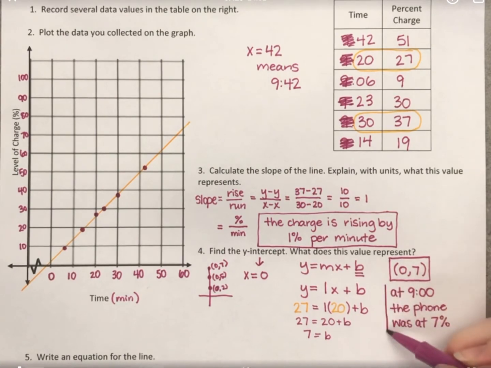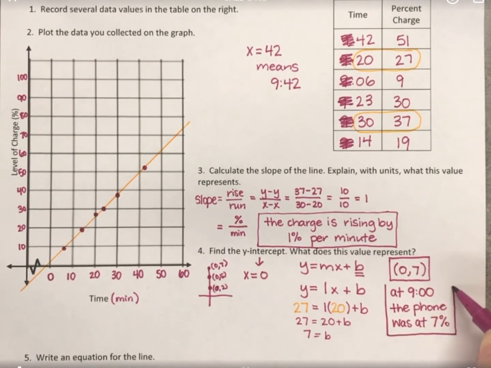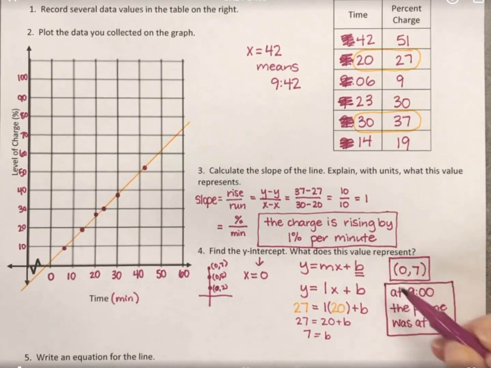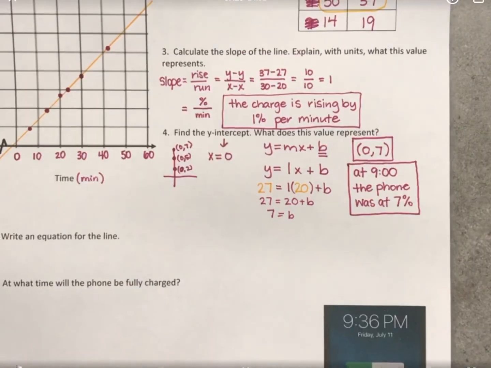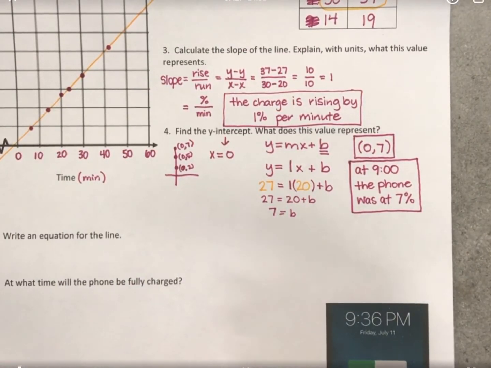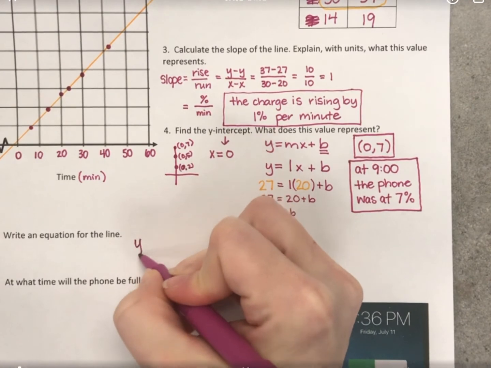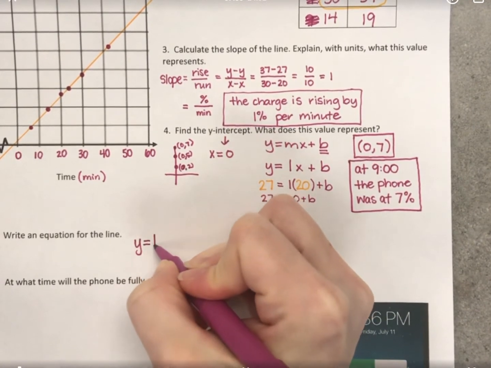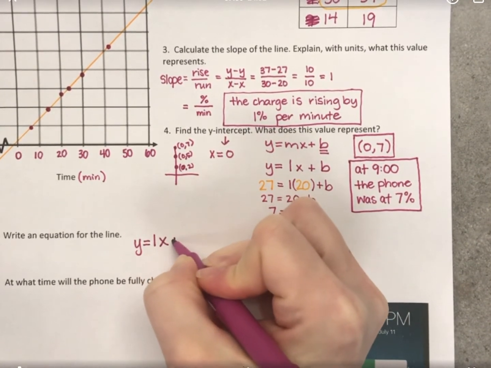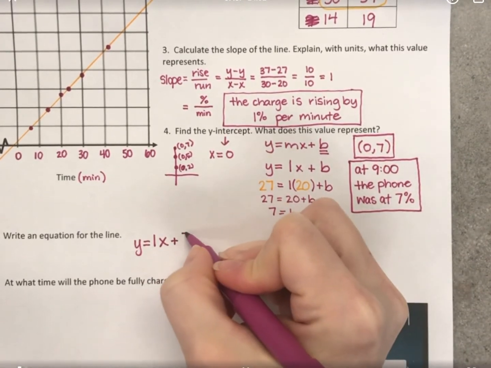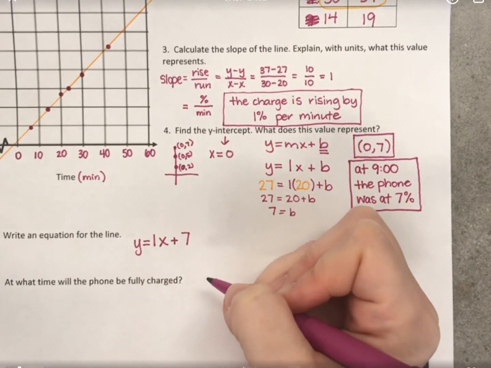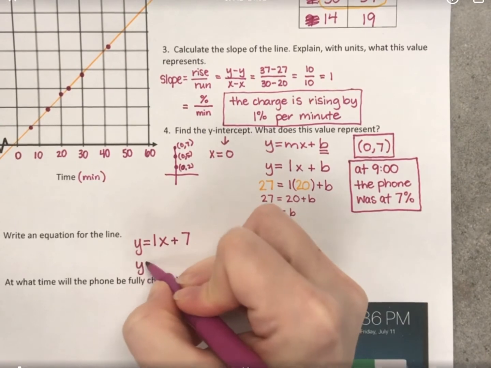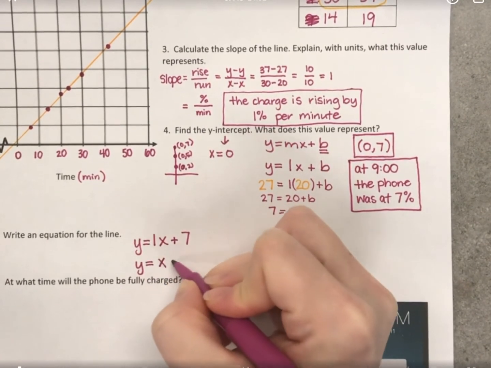So make sure you use those clues from the graph. Always pay attention to what the labels are on those axes and you should be good. And we are so far ahead of the game, we already wrote our equation for the line. Y equals 1x, and now we just have to fill in that y-intercept we just figured out. Y equals 1x plus 7, or since you don't really need to write the 1x, y equals x plus 7.